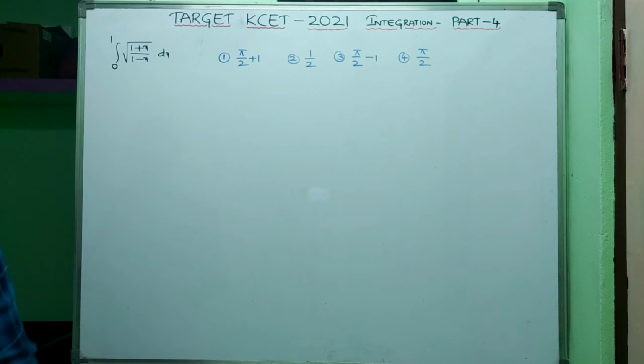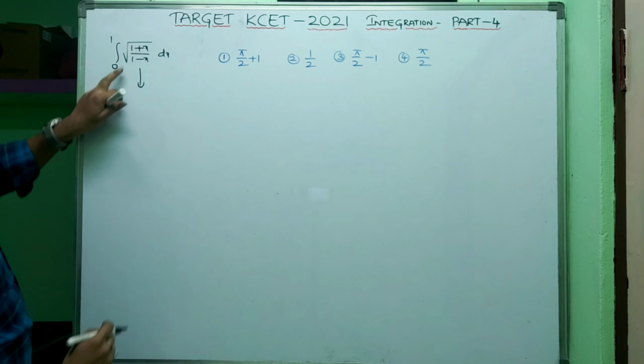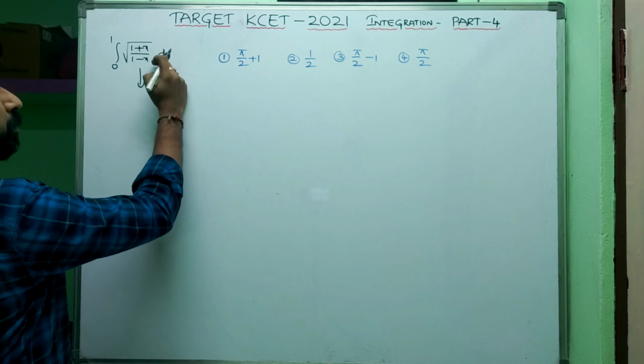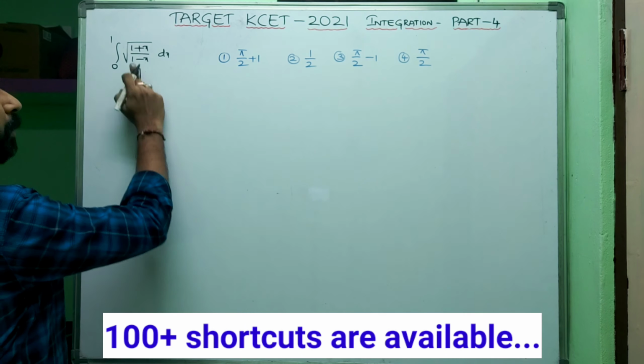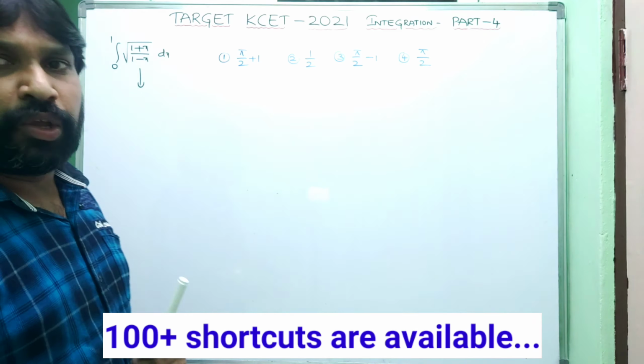Integral 0 to 1 root over (1 plus x) by (1 minus x) dx. Actually, within the root you need to apply rationalization: (1 plus x) by (1 plus x). With (1 plus x) whole square, in the numerator you are getting (1 plus x), and in the denominator (a plus b)(a minus b), root over 1 minus x square. Then splitting and simplification, you will get the answer.